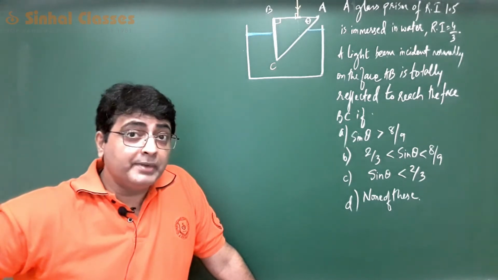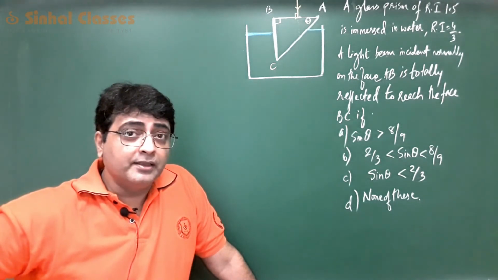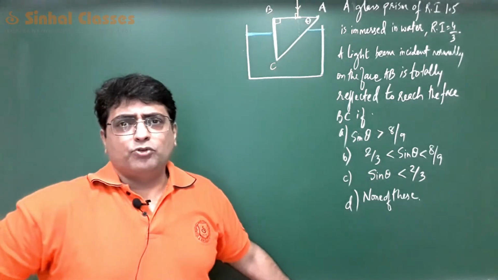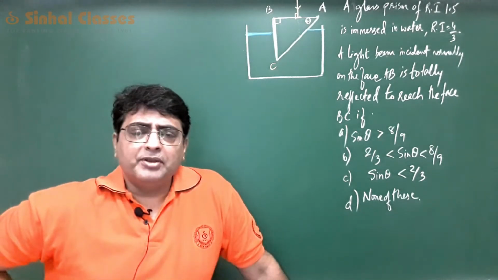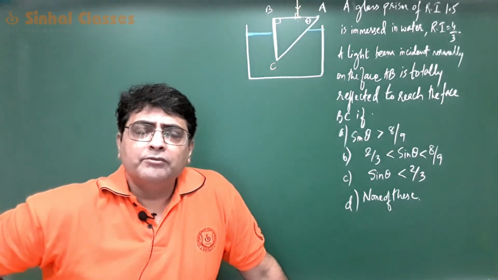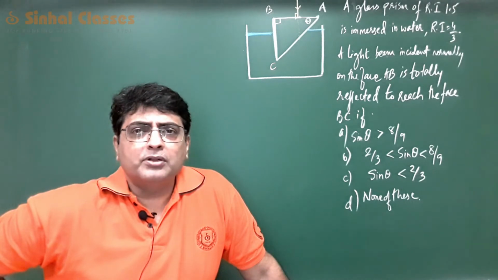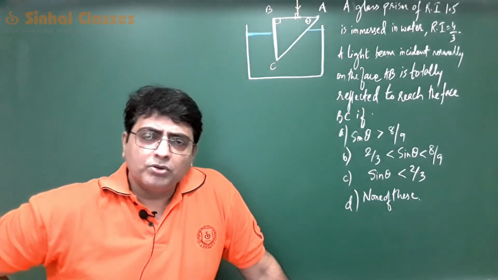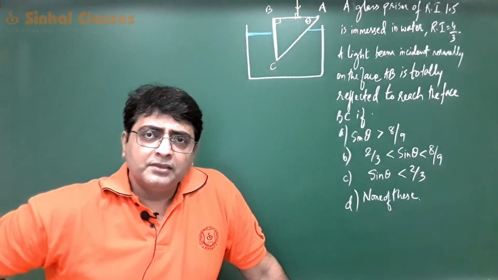Listen carefully students, I'm doing mental maths. 4 by 3 upon what exactly should we consider in that case? 4 by 3 divided by 3 by 2. Then it will be 8 by 9. 4 by 3 is the refractive index of water, and 3 by 2 is the refractive index of glass. At that time the ratio of both is necessary.